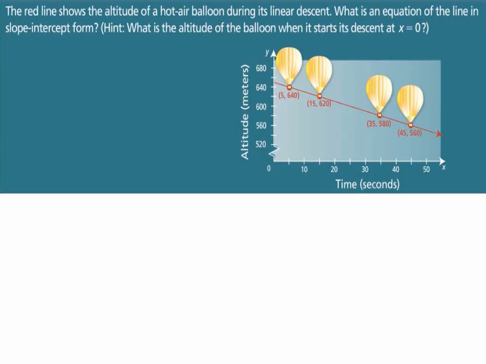The red line shows the altitude of a hot air balloon during its linear descent. What is an equation of the line in slope intercept form? Hint: what is the altitude of the balloon when it starts its descent at x equals 0?